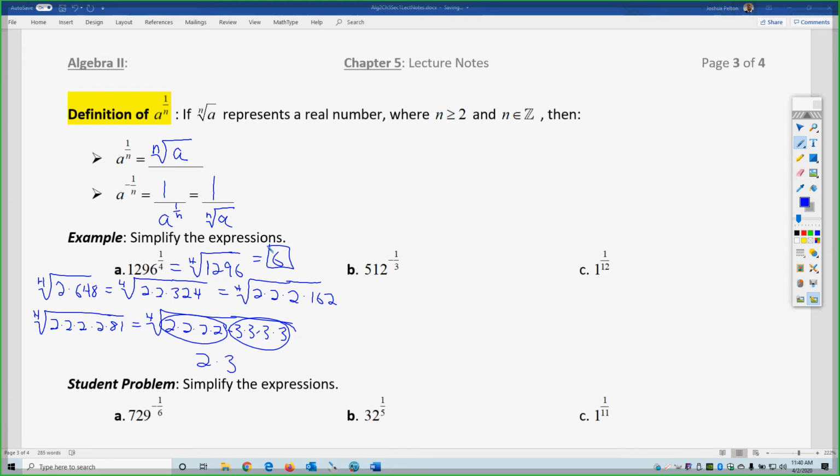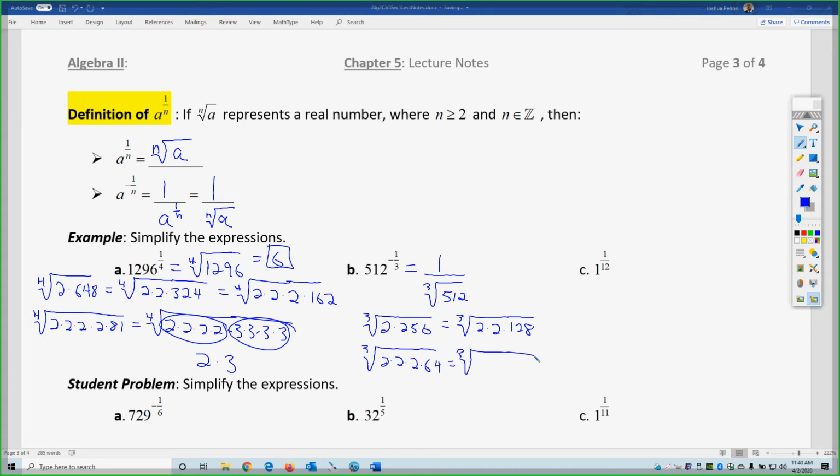Okay, next one is a negative exponent. So we need to do the negative exponent rule first. So it's 1 over the 3rd root of 512. Okay, so we'll break down 512. That is 2 times 256. Which is the 3rd root of 2 times 2 times 128. Which is the 3rd root of 2 times 2 times 2 times 64.